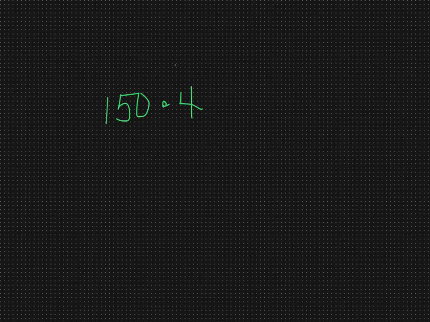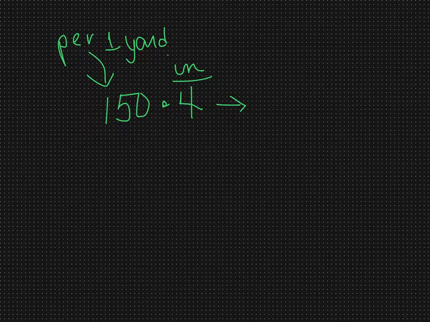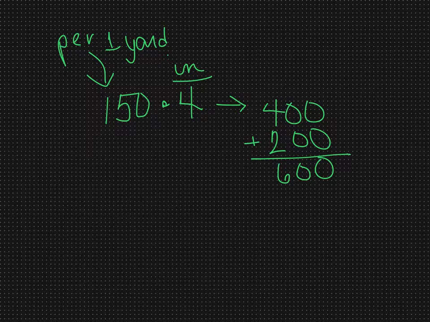So I know I've got 4 inches. And this is per 1 inch. So multiplying, I know that 4 times 100 is 400. I know that 4 times 50 is 200. So I therefore know that my total is 600. And now I know to find the area, I multiply 600 times 750. To make things easier, I'm going to eliminate these zeros for now.